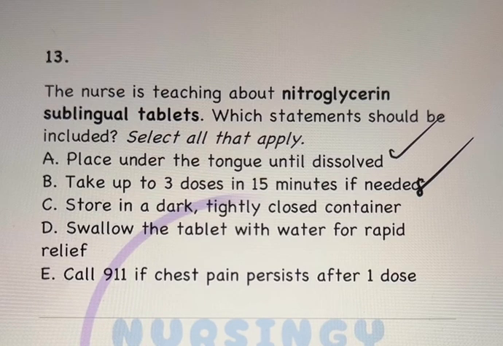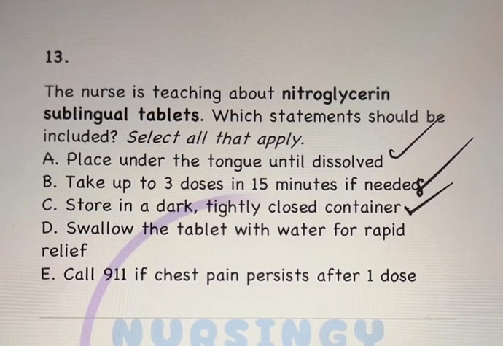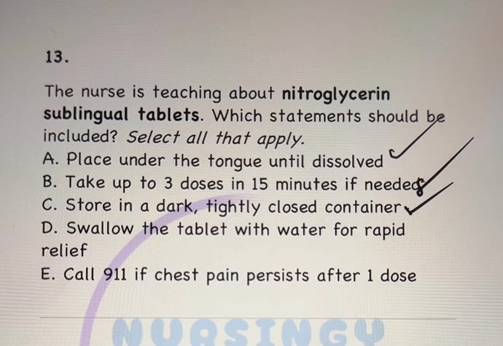Store in a dark, tightly closed container. Is C correct? Yes. What will happen if we leave it under the sun? We don't want any sunshine on it. The potency will reduce, so the effectiveness will reduce. So we need to store it in a dark, tightly closed container.